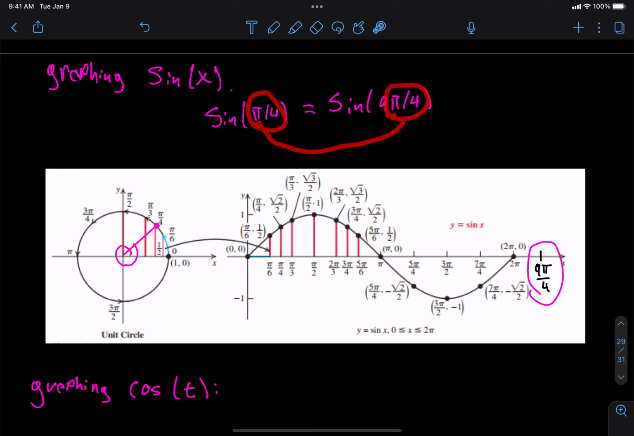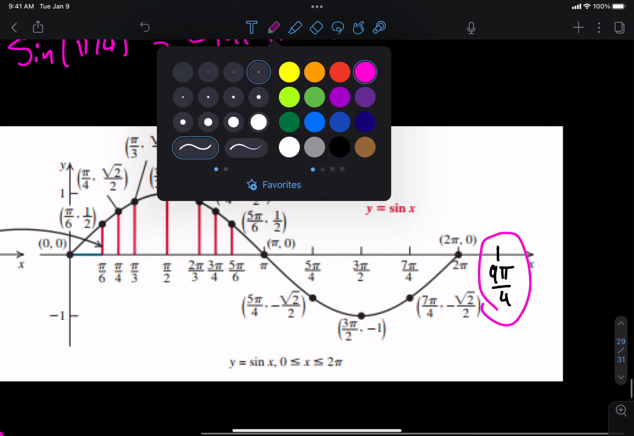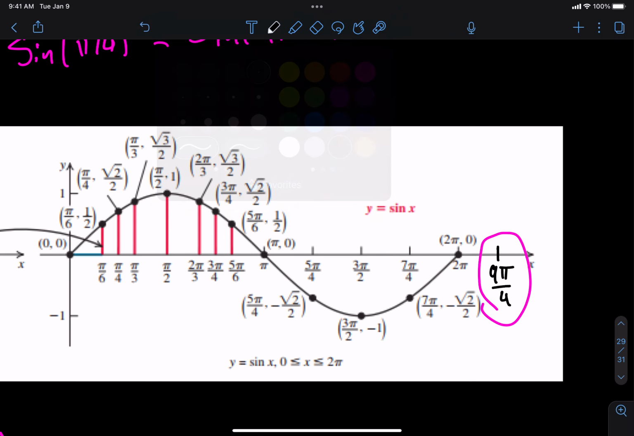What did we call those functions that take the same value sometime later in this repeating pattern? Periodic, that's the word. So this is because sine is 2 pi periodic. And this is going to be equal to, what is it? It's like root 2 over 2 or something like that. So the height of the function here is going to be the same.